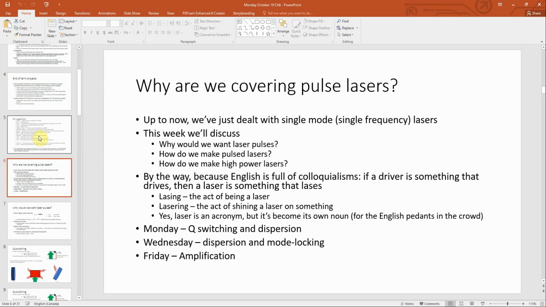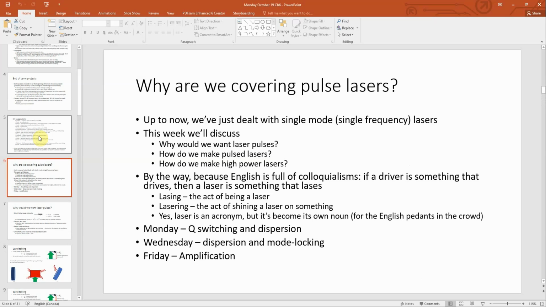Oh yeah, by the way, I noticed in the textbook, this is when they start to use the word "laze" for what a laser does. It's because of colloquialisms. If a driver is something that drives, then a laser is something that lasers, by the transitive property of English, which is not really the case. But a laser lasers, it can be lasing. If you want to shine laser on something, then you laser it.